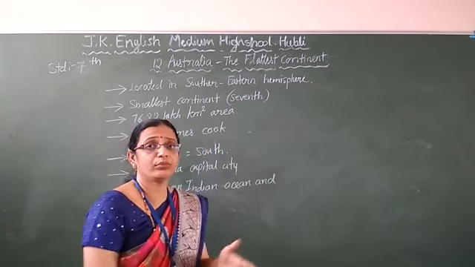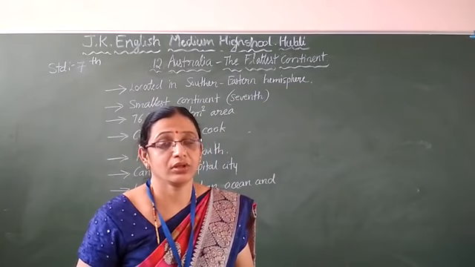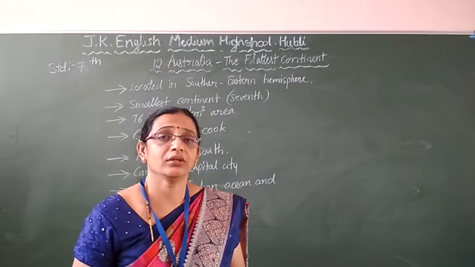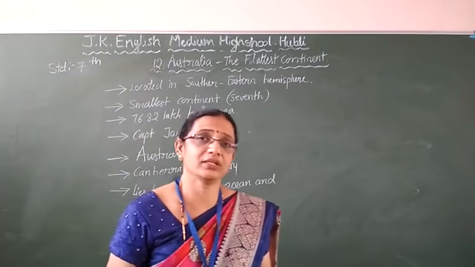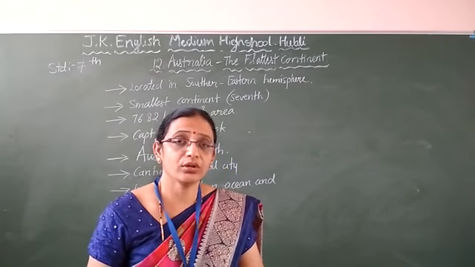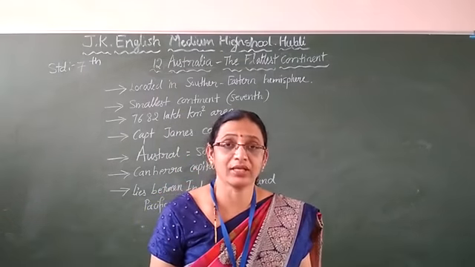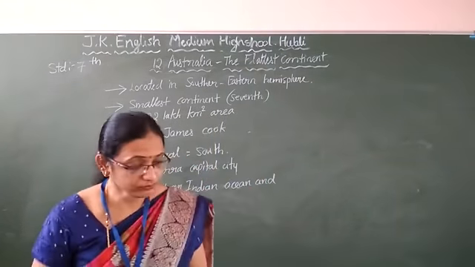It is small both in area as well as in population. Area is also less, children, and it is covered by the desert. Because of that also the population is very less. So Australia is smallest both in terms of area as well as population.